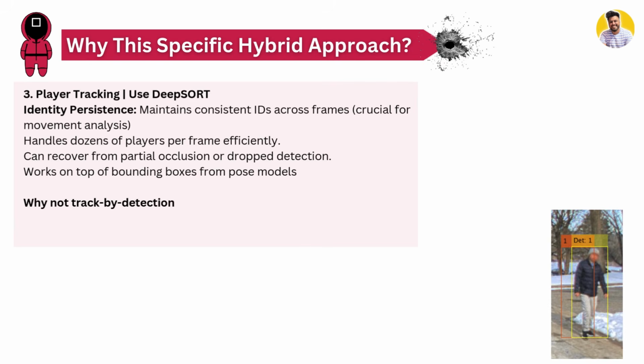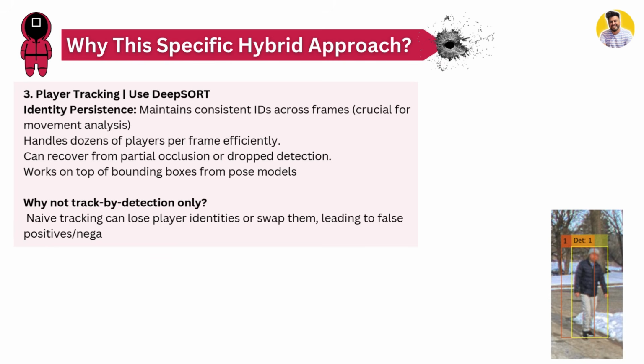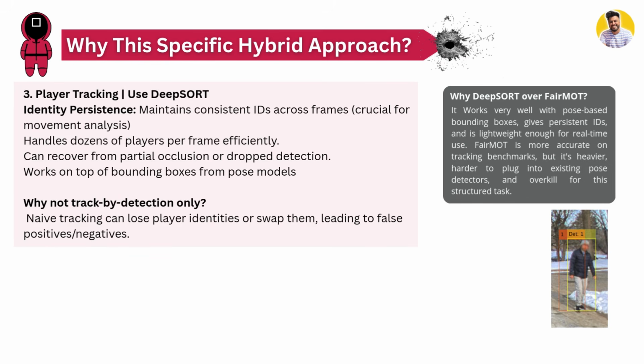Okay, because we don't use a track-by-detection approach, as I already said, MediaPipe can lose player identities or uniqueness or swap them. That leads to false positives or negatives as well. But there is another tool that we can use called FairMOT. But here we don't use FairMOT because it is more accurate on tracking benchmarks, but it is very heavy and very hard to plug into the existing pose detectors, and it is overkill here. So that's why we use this smart approach of using DeepSORT here.